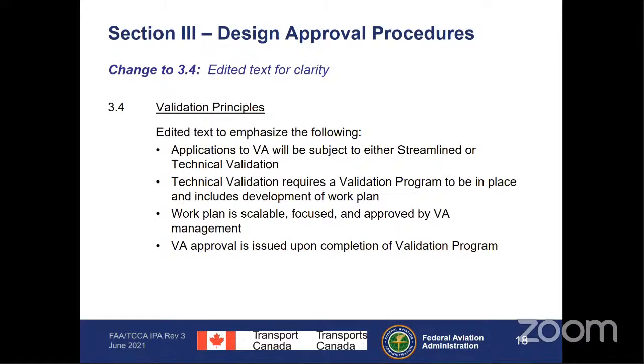We'll get into some more details as the slides progress, but ultimately the validation principles continue to recognize a risk-based threshold for VA involvement. So the provisions that you saw in Rev 2, like the streamlined process or the technical validation process, those remain largely unchanged, although some of the contents of them have been re-emphasized here. For example, a work plan. The work plan is identified as a certification tool in a technical validation process.